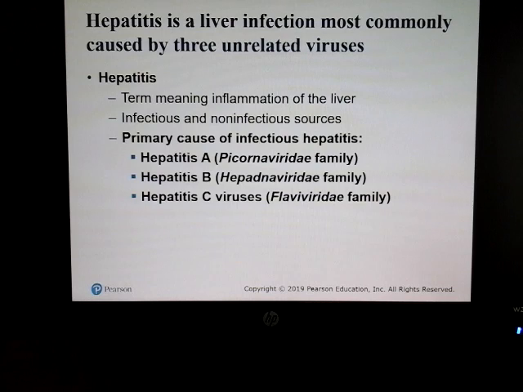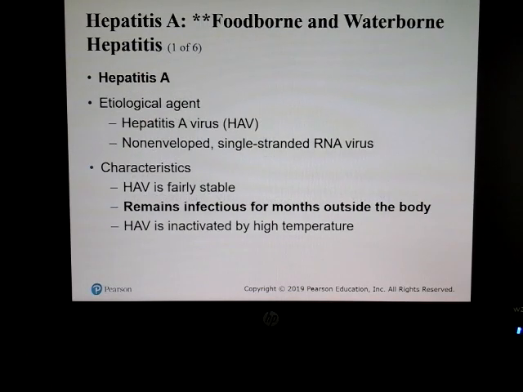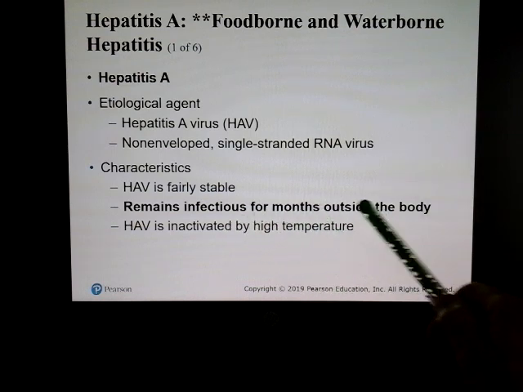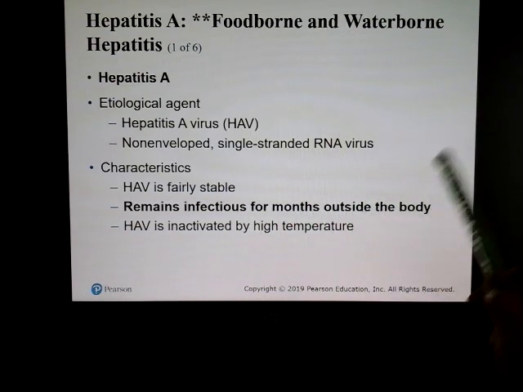So for instance, herpes 1, 2, 3, 4, etc. Those are related. Now, in regards to hepatitis A, a key thing you guys should know for your test is that these can cause foodborne and waterborne hepatitis. Cases in the Bay Area have gone up before all this COVID stuff started. It was starting to show up in a lot of restaurants in the Bay Area. And it can remain infectious for months outside of the body. So that's something that we have to keep in mind.